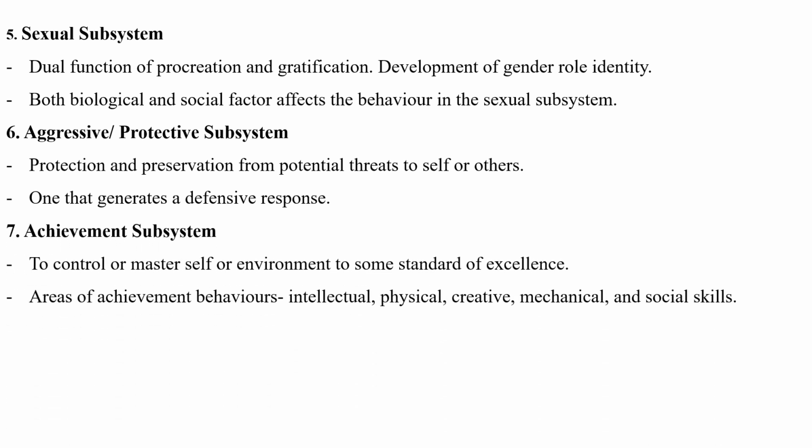Achievement subsystem. To control or master self or environment to some standard of excellence. When we are achieving something, that means we are excelling in something. The areas of achievement behaviors can be intellectual achievement, physical, creative, mechanical, and in social skills.